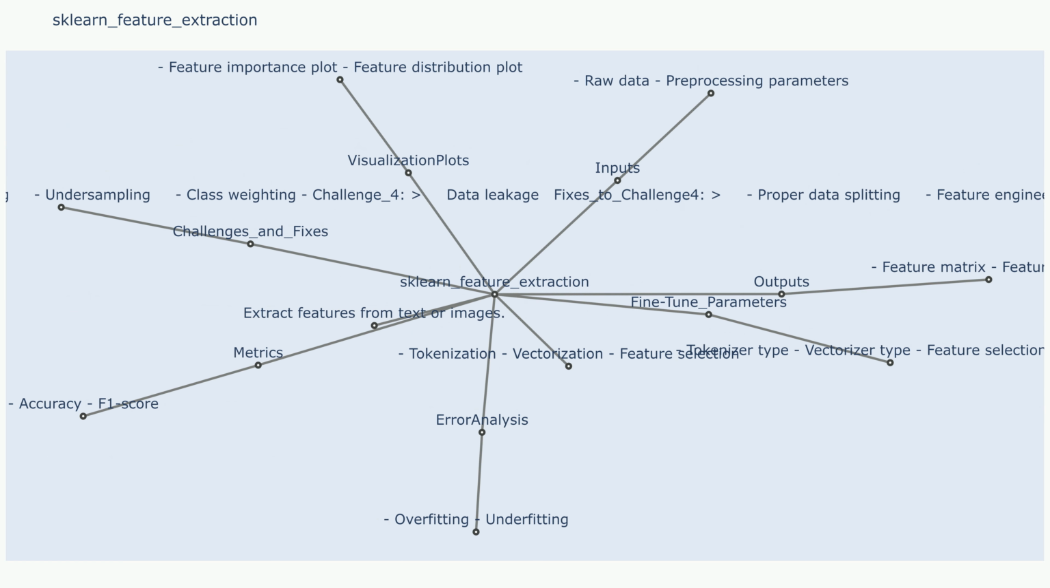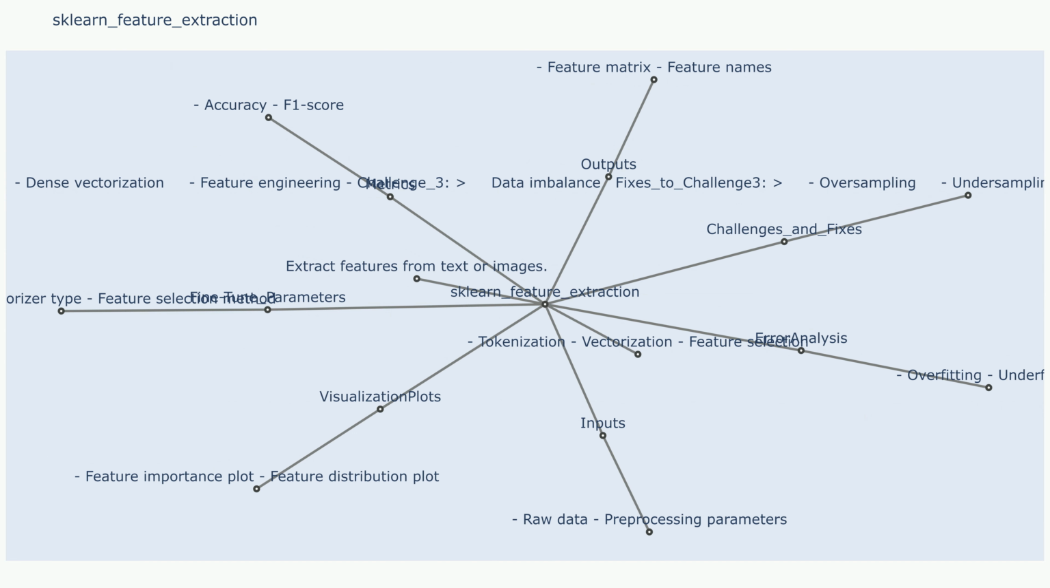Challenge 2. Feature irrelevancy. Some extracted features might not be relevant to the task at hand, leading to noise and potentially degrading model performance. Sample use case that resulted in challenge 2. Extracting all words from a text corpus without considering their relevance to the classification task. Fixes to challenge 2. Use feature selection methods to identify and remove irrelevant features. Select a more appropriate feature extraction method that considers the specific task.